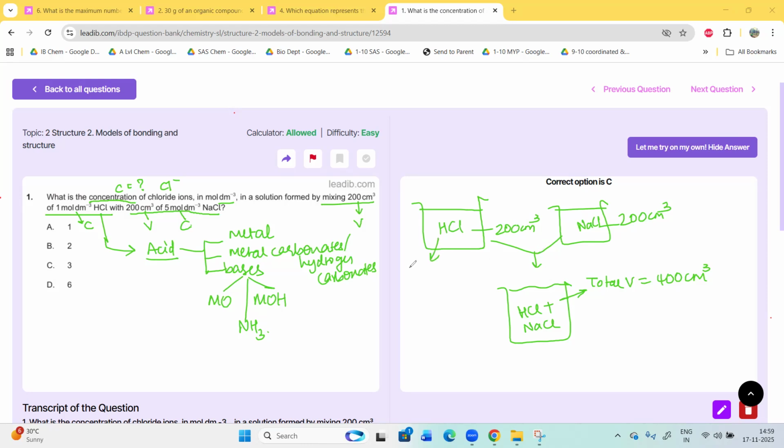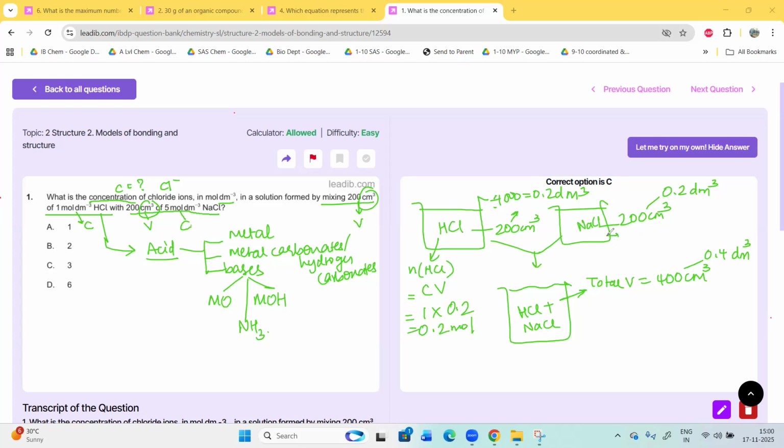So find the moles of hydrochloric acid. What formula will you use? That's why I told you to write the letters. You see it's V and C. So use your data booklet section 1. Moles n is equal to CV, that formula. What is your concentration given? 1. Volume, but it isn't in dm cube. That means you have to change this to dm cube. How do you change centimeter cube to dm cube? You divide it by 1,000. So this is 0.2 dm cube, and this is also 0.2 dm cube, and therefore 400 centimeter cube will be 0.4 dm cube. So this is 1 times 0.2, which is 0.2 moles.